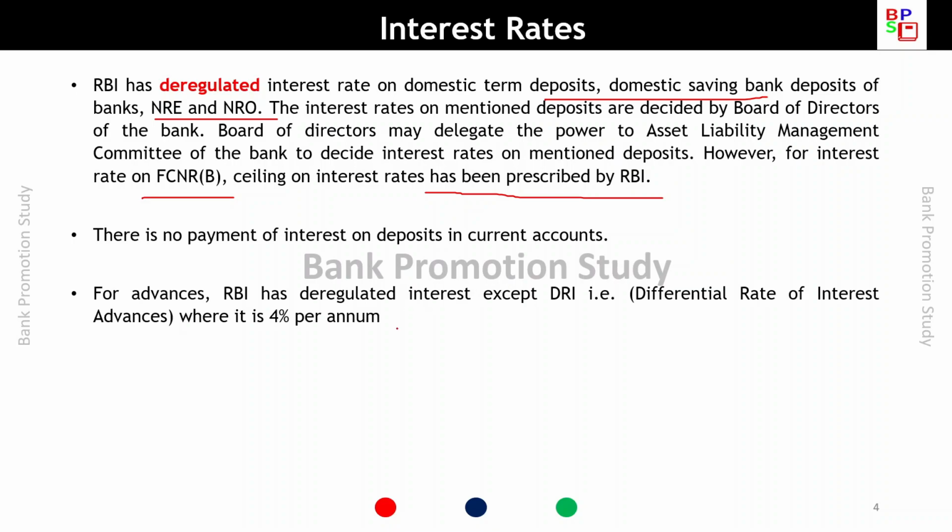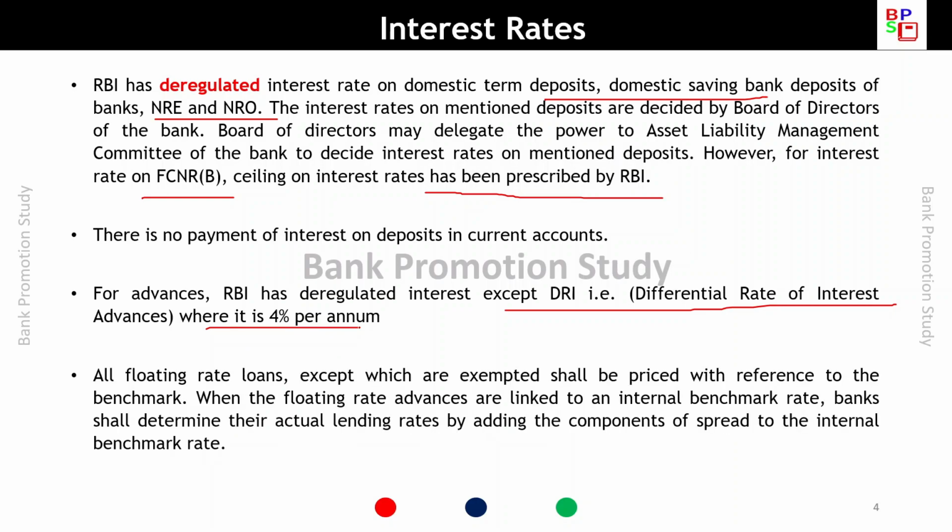For advances, RBI has deregulated interest rates except DRI, differential rate of interest advances, where the rate of interest is 4% per annum. All floating rate loans, except those which are exempted, shall be priced with reference to a benchmark. When the floating rate advances are linked to an internal benchmark rate, banks shall determine their actual lending rates by adding the components of spread to the internal benchmark rate.